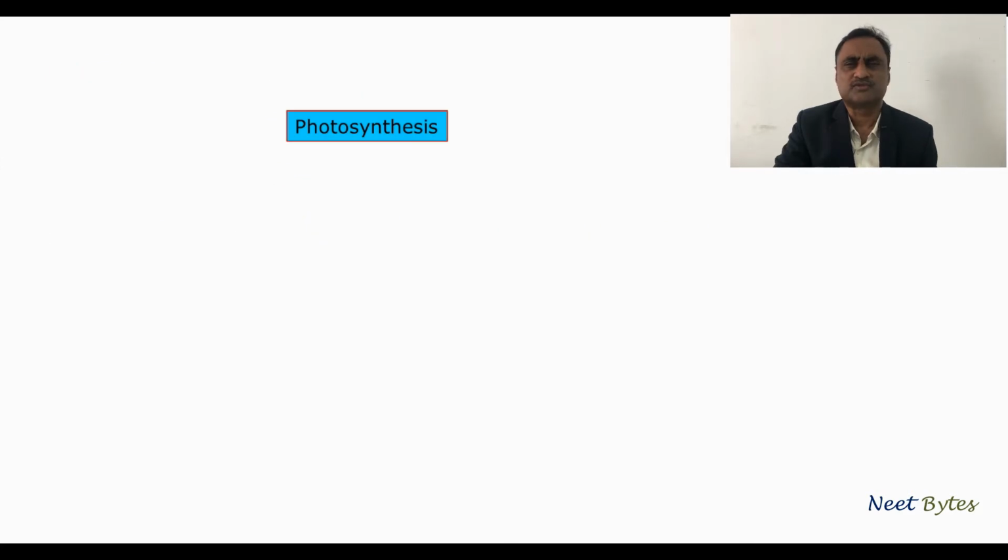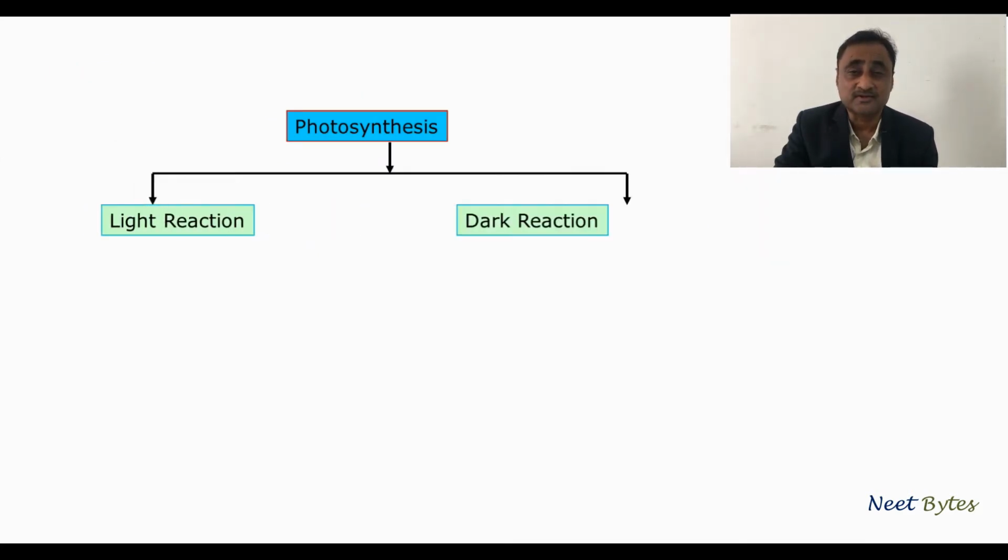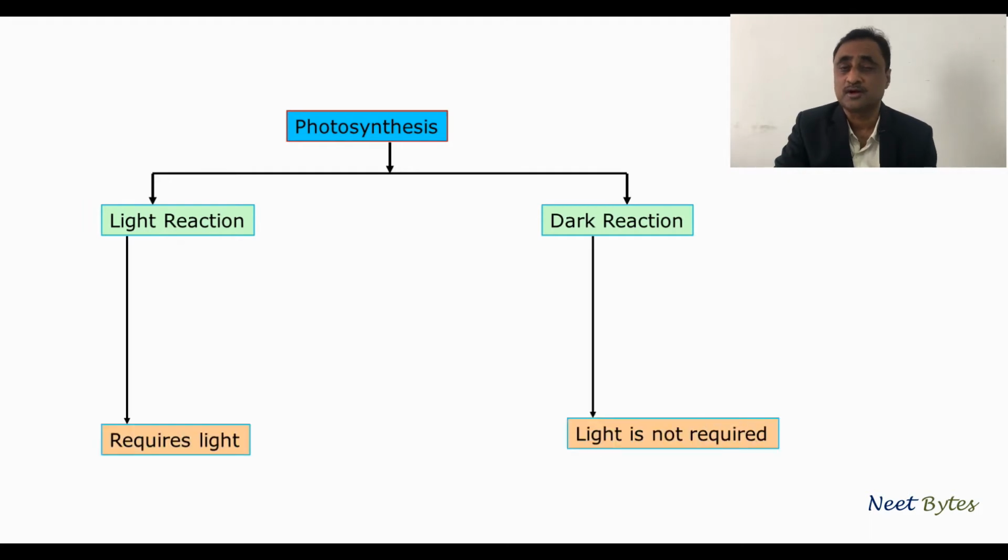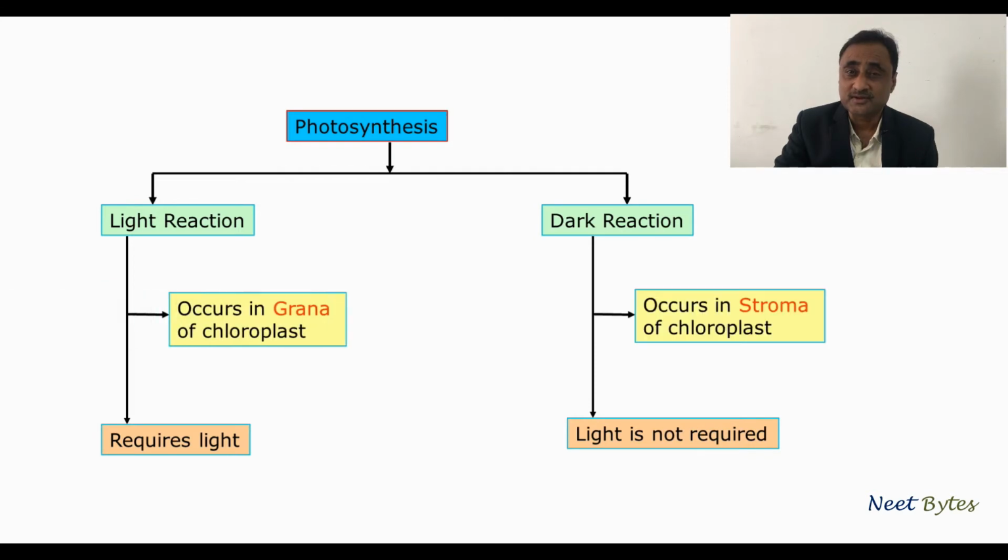We know very well photosynthesis is divided into two parts, what we call dark reaction and light reaction. Dark reaction is going to occur in the stroma, and light reaction is going to occur in the grana. For light reaction, light is required. For dark reaction, it is not that dark is required; it is that light is not required. So that is the thing as far as photosynthesis is concerned.